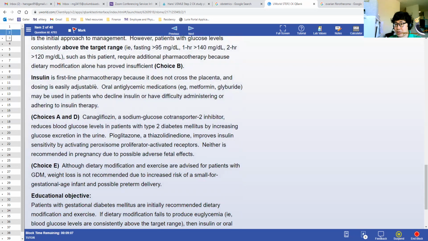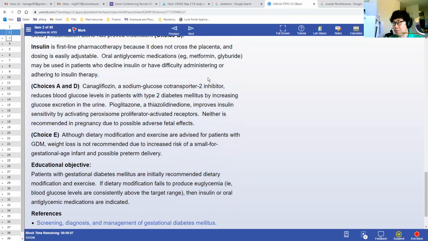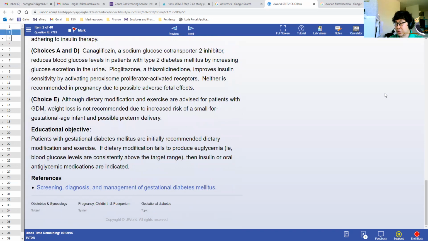All right, good. Oral anti-glycemic medications may be used in patients who decline insulin or have difficulty adhering to insulin therapy. So I guess they do have a purpose and a place. However, they're definitely not the first line. Dietary modification and exercise are recommended, but weight loss is actually not recommended due to an increased risk of a small for gestational age infant and possible preterm delivery. Okay, I actually didn't know that. That's pretty cool. Yeah, because I guess we always track their growth, and typically, if they are obese, we don't. I feel like I've never seen clinicians make a concerted effort to get them to lose weight, so maybe that's why.